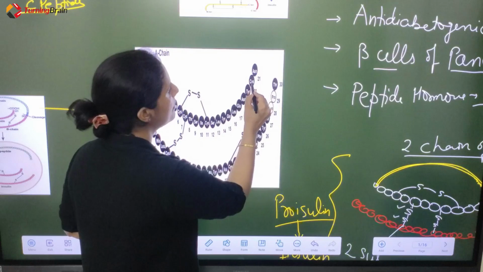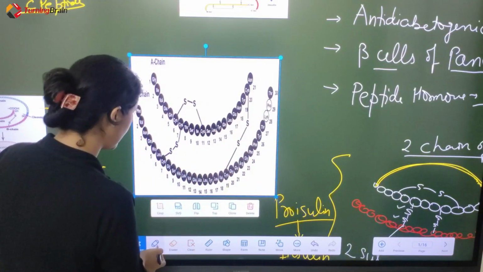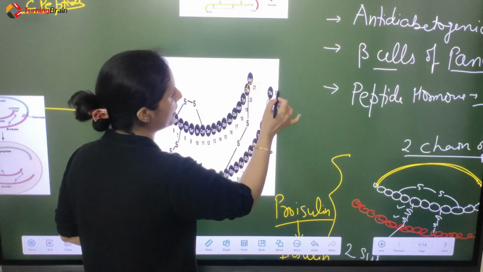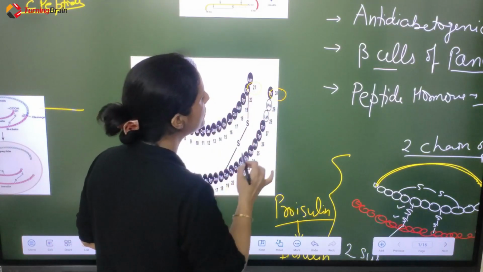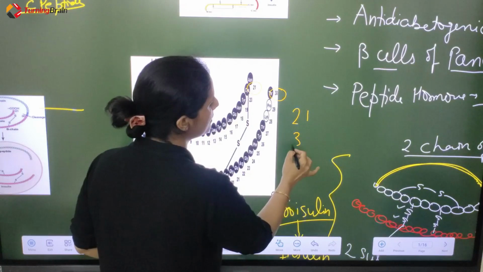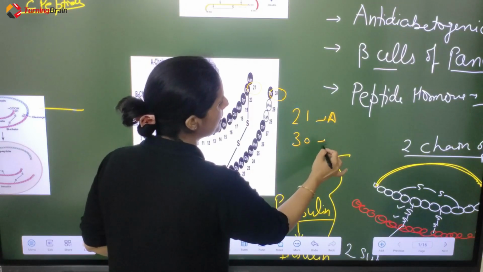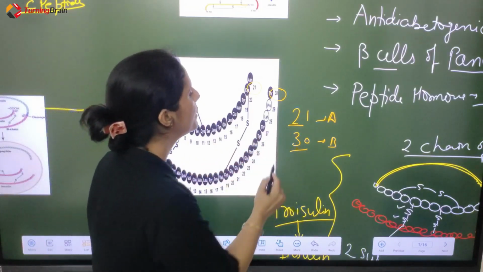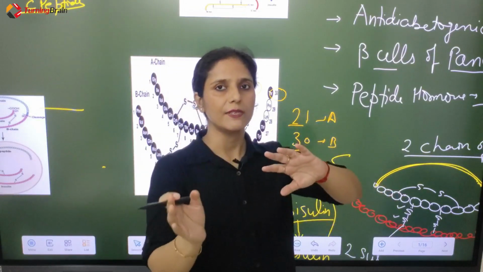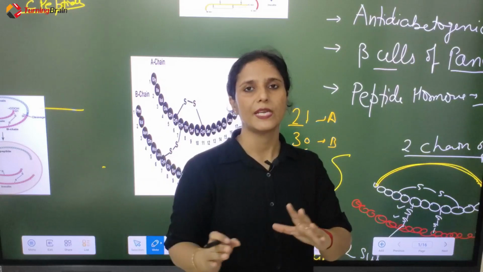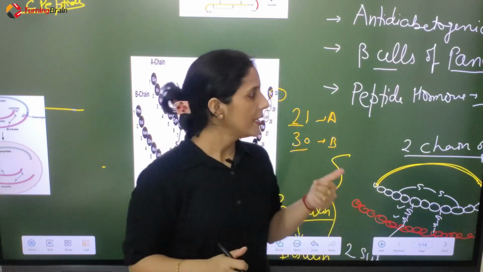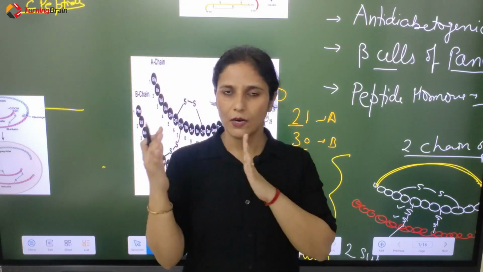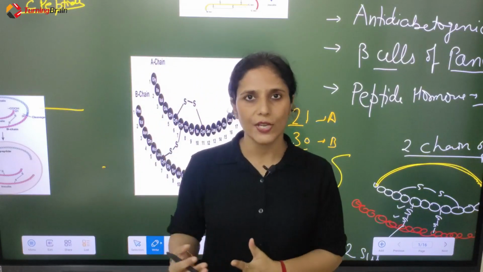And if you want to remember this 21 and 30, you can remember these digits as well. A chain is made up of 21 amino acids, and B chain is made up of 30 amino acids. 21 and 30. This is A chain, this is B chain. The number of amino acids is 1, 2, 3, 4, 5 in that way. So you can remember it is approx 20 and 30. We remember 10, 20, 30 is an easy way. So 20, 30 in that way. It is 21 and then 30. Fine. So these are the amino acids in the chain A and the chain B.